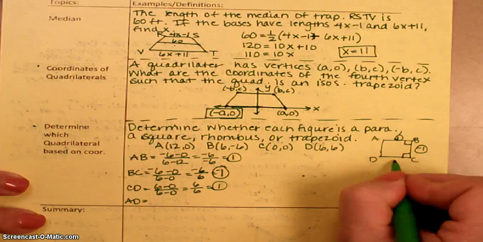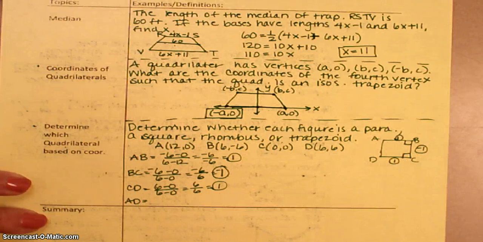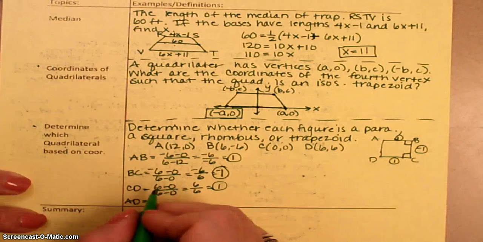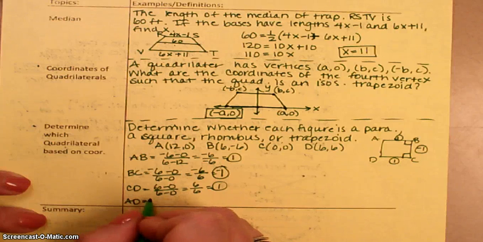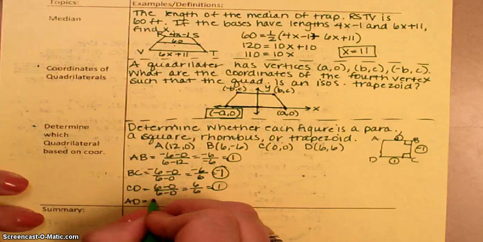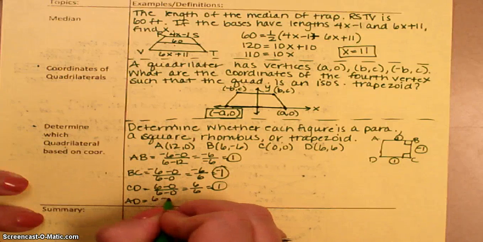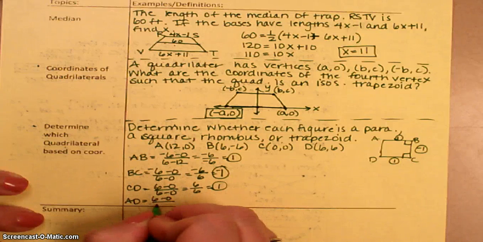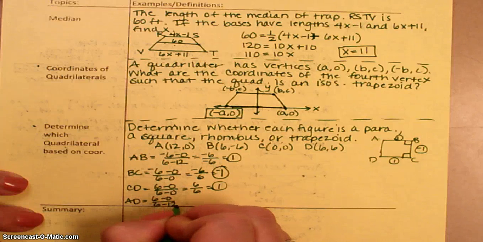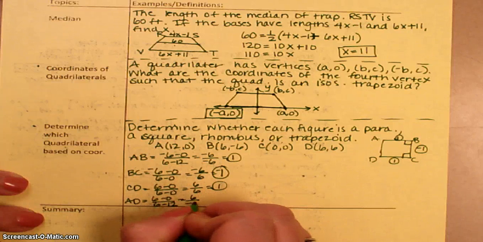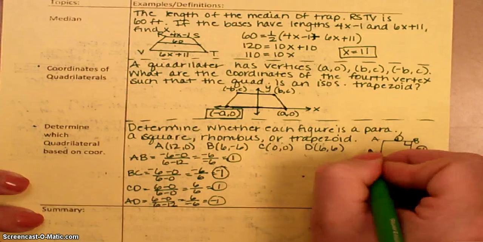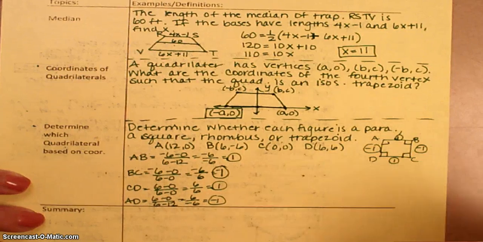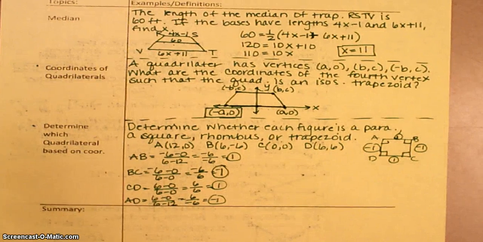Okay. So we got that. Things are looking good. All right, how about AD? Let's just make sure. I mean, it should work, but let's just make sure. So 6 minus 0 over 6 minus 12. So we get 6 over -6. Yep, we're good. So we have 4 right angles. So it's either going to be a square. Oh, I didn't put rectangle. It's either going to be a square or a rectangle.